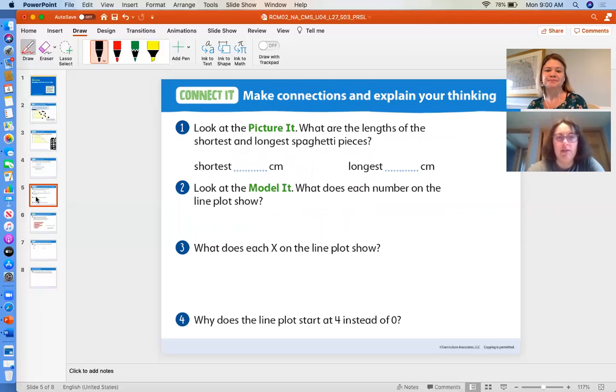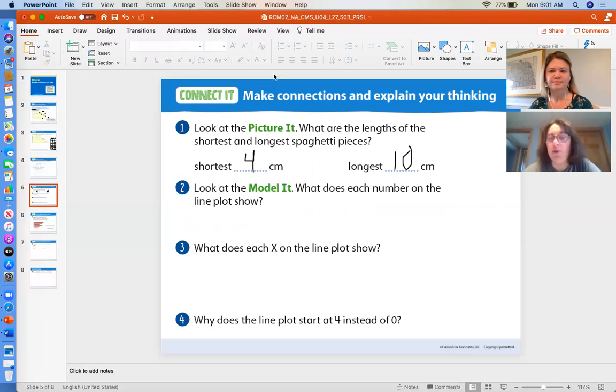All right, so now let's look at some questions pertaining to what we just did. So it says, look at the picture. What are the lengths of the shortest and the longest spaghetti pieces? So we talked about this. We start with the shortest and end with the longest. So we started with 4 and we ended with 10. And I didn't even have to look back because we talked about it so much. I remembered. Right.